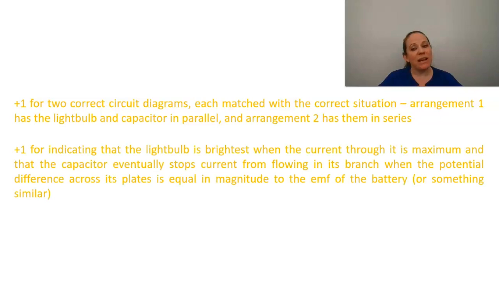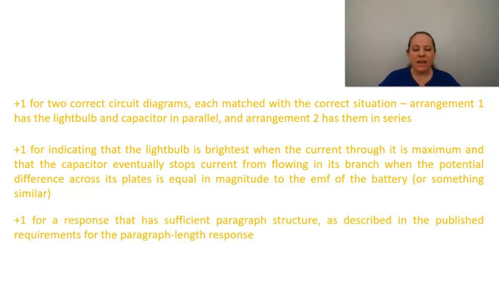1 of the points will be for indicating that the light bulb is brightest when the current through it is maximum, and the capacitor eventually stops current from flowing in its branch when the potential difference across its plates is equal in magnitude to the EMF of the battery, or something similar to this. And then the final point that's the same regardless of whether you talked about conservation of charge or conservation of energy is for a response that has sufficient paragraph structure as described in the published requirements for the paragraph length response.